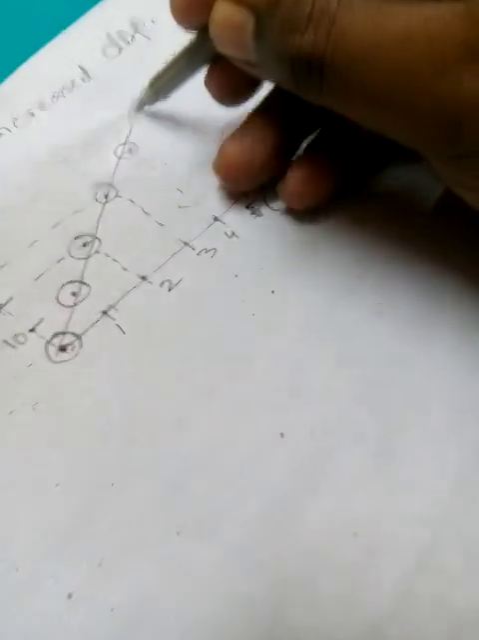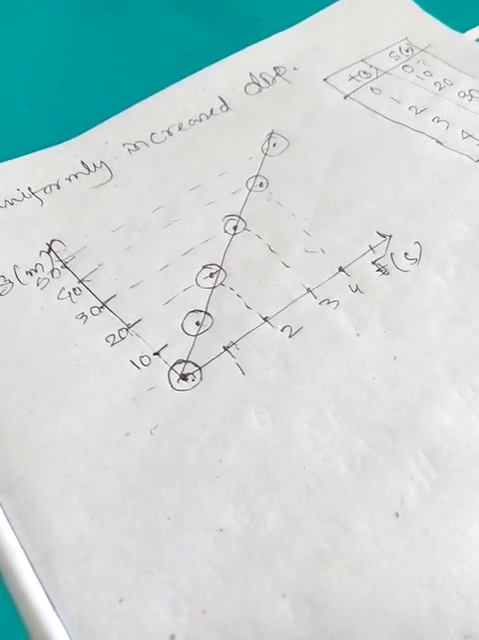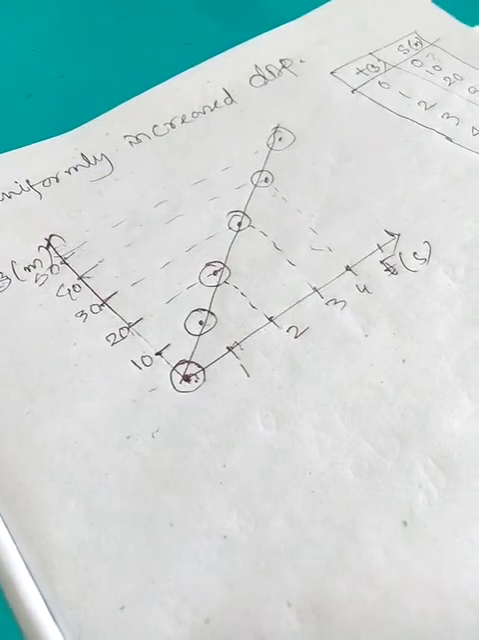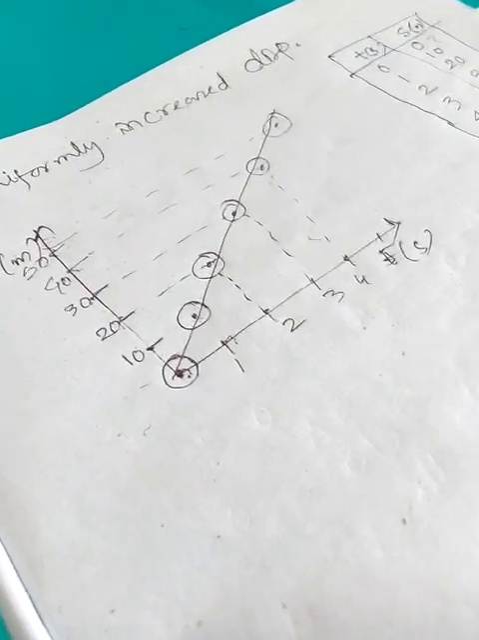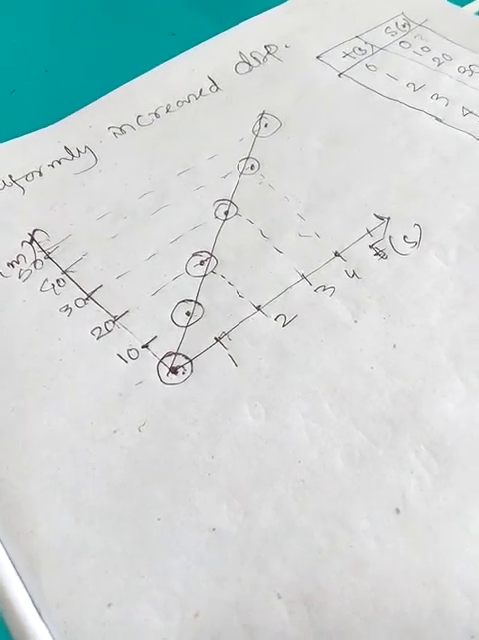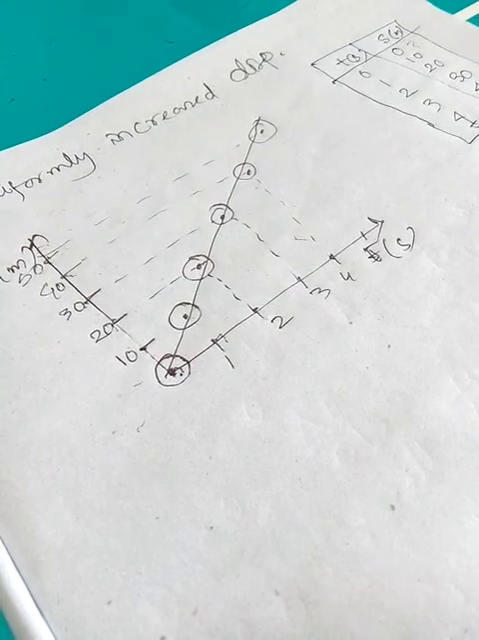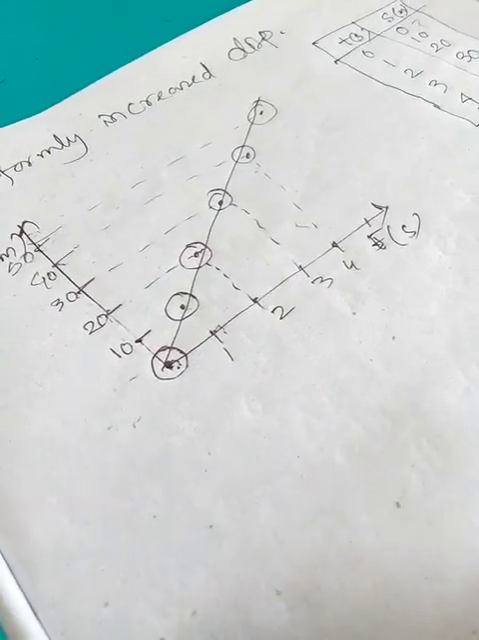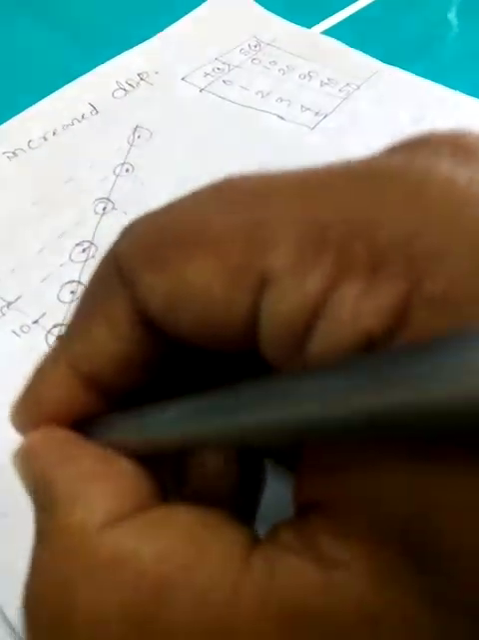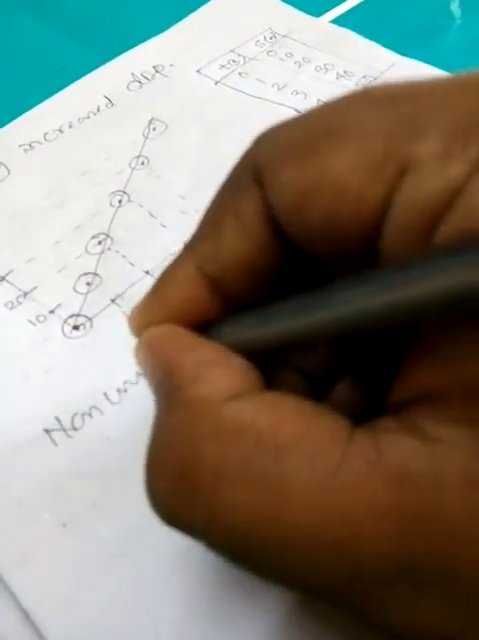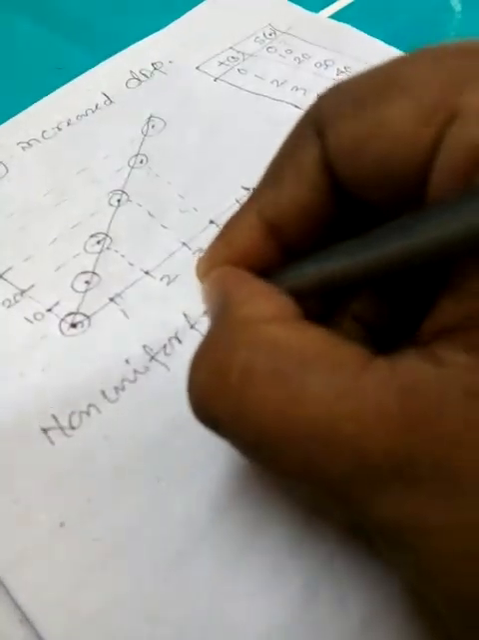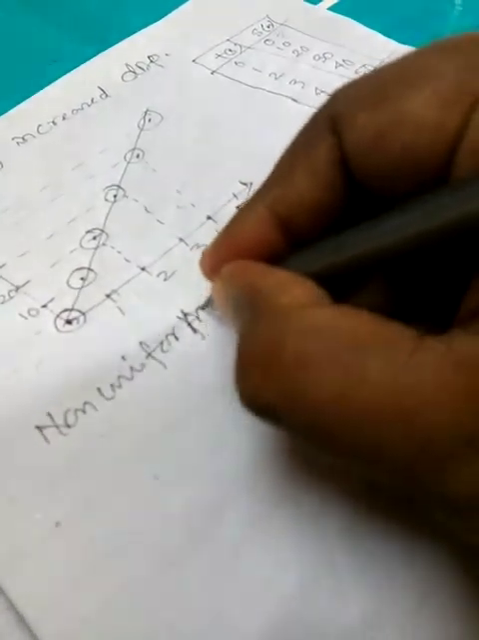See, these are the points. So if we connect it, it will be a straight line along the origin, and the straight line we have seen, it is increased. Okay, it is increased, that means the displacement is increased with respect to the time uniformly. If it is not increased uniformly, so if it is non-uniform, then the graph should be a little bit different.